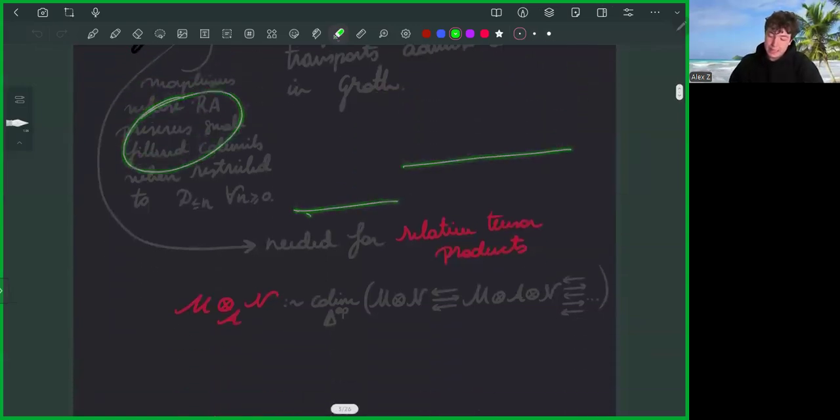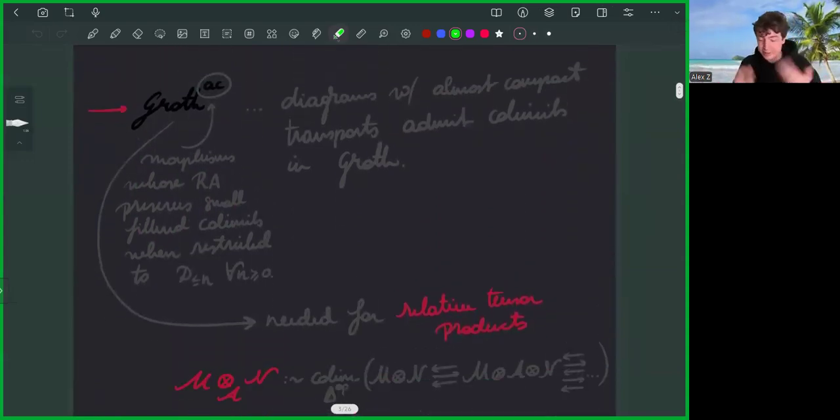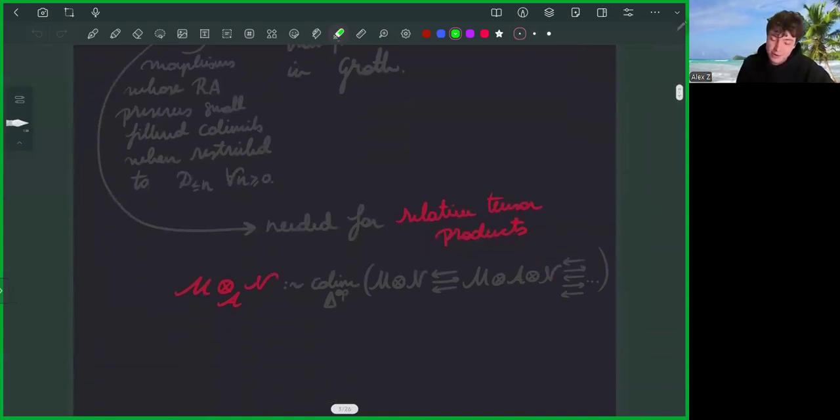Okay. And so just to say this, well, of course we need limits, and of course we need colimits. Colimits mainly because we want to compute relative tensor products later on, right? Because they are computed as this geometric realization, which is a colimit over Delta op.